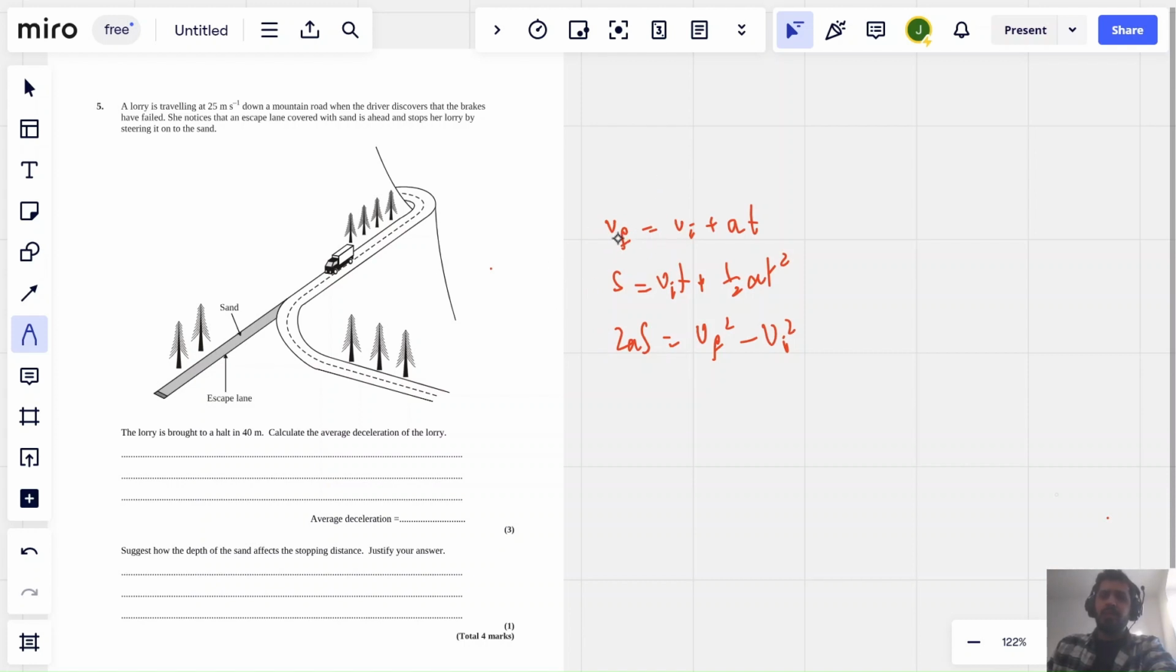Now, the first equation has time in it. We don't know anything about time. It's not given in the statement, so we cannot use any equation that has time in it. So we cannot use the first, we cannot use the second one. We'll have to use the third one.